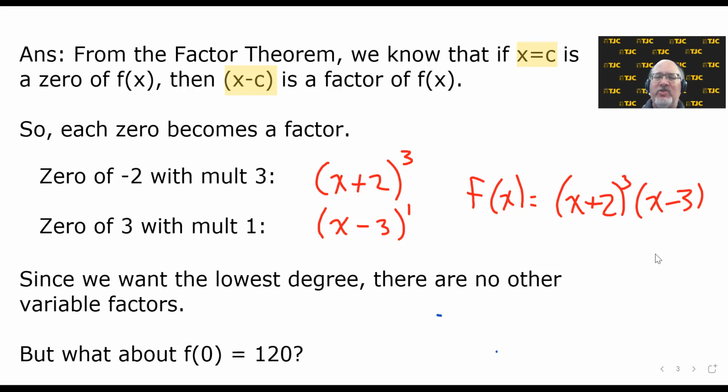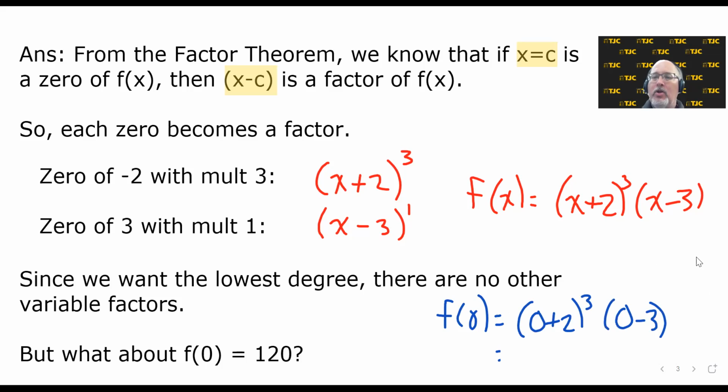But what about f of 0 equals 120? Well, if we take our current function and put in 0, we're going to get 0 plus 2 cubed times 0 minus 3. But that's equal to -24 and not 120. We need it to come out 120, not -24. So how are we going to do that?